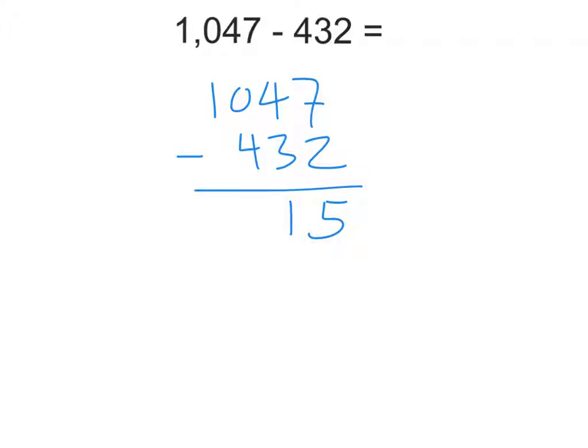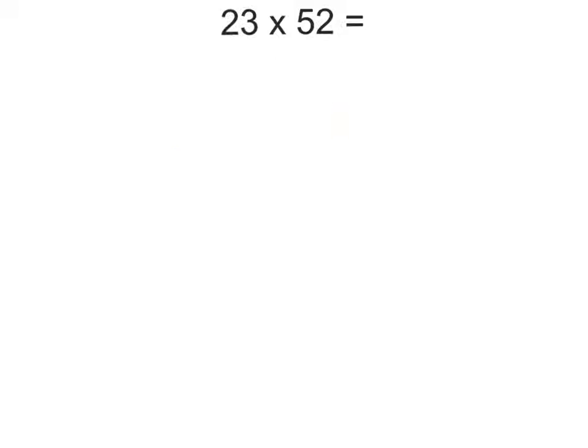0 minus 4 you can't quite do, so you need to borrow from the digit. The 0 we need to increase by borrowing this 1, from this one, and passing it down to the 0 to make it 10. And 10 minus 4 now gives us 615.